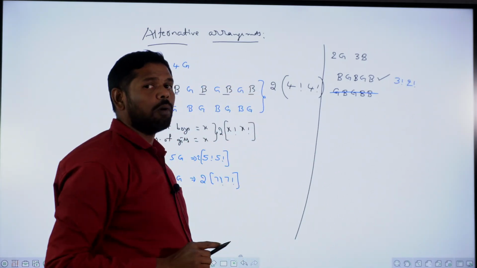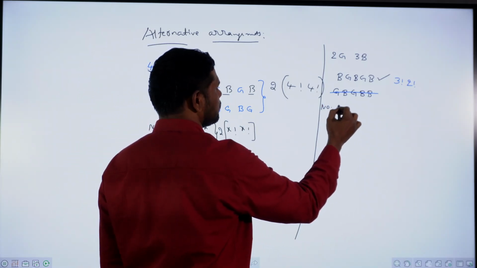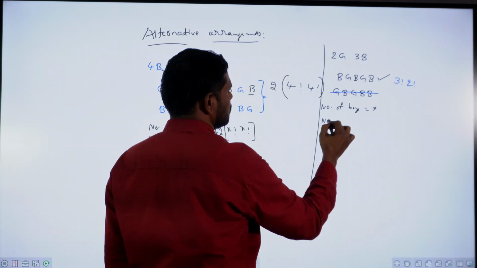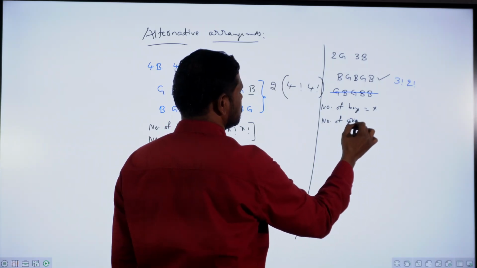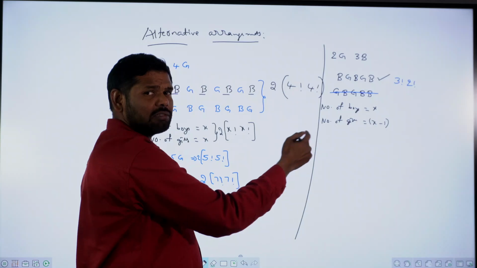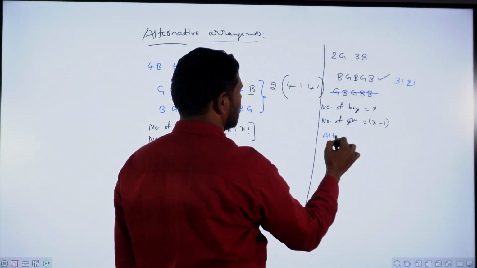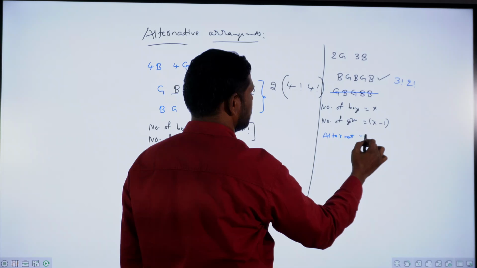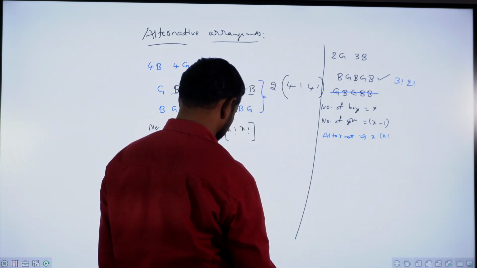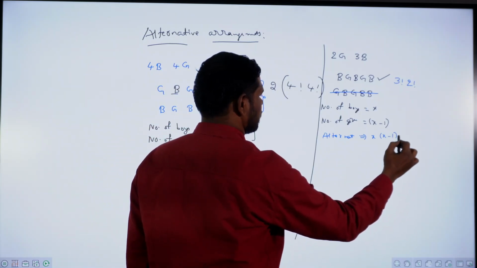So the difference between the number of boys and girls is 1. Number of boys equals x, so number of girls equals x minus 1 or x plus 1, whatever it is. Then alternative arrangements are x factorial into x minus 1 factorial, right?